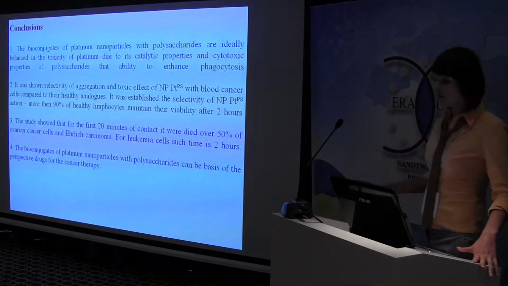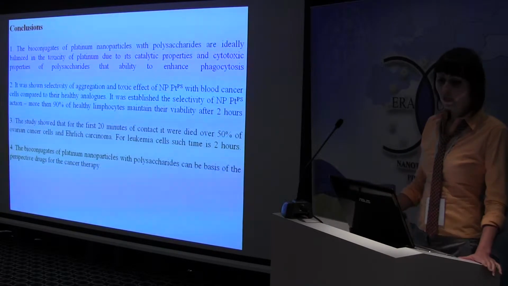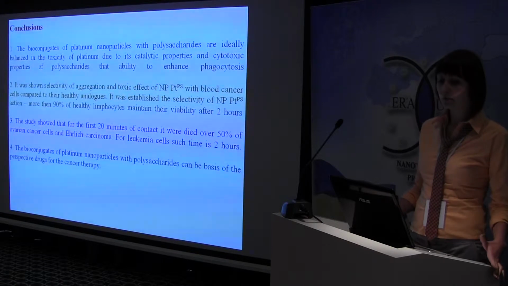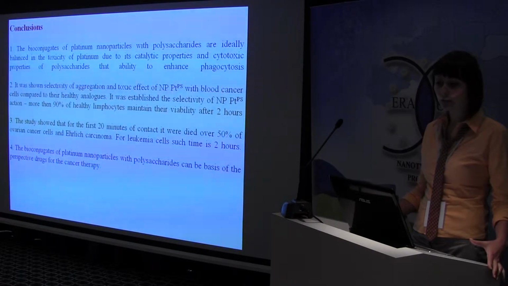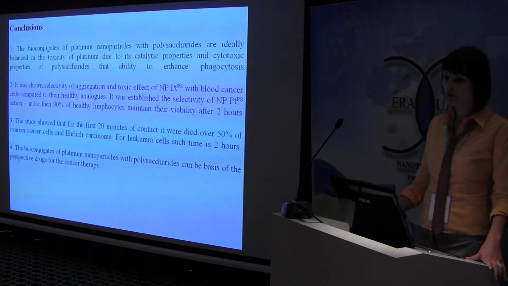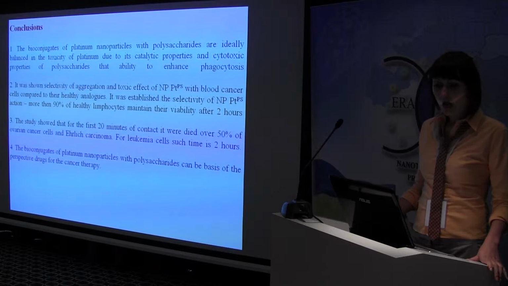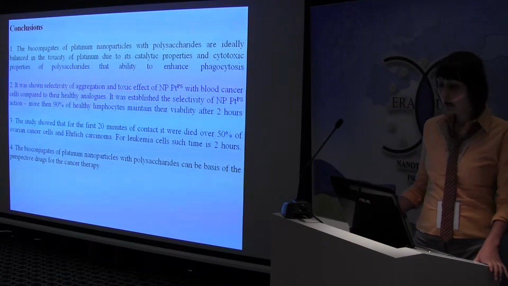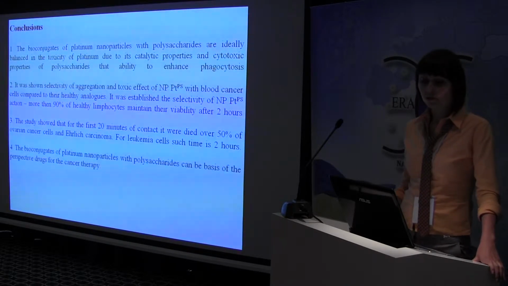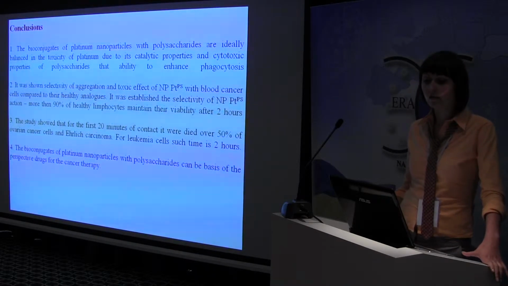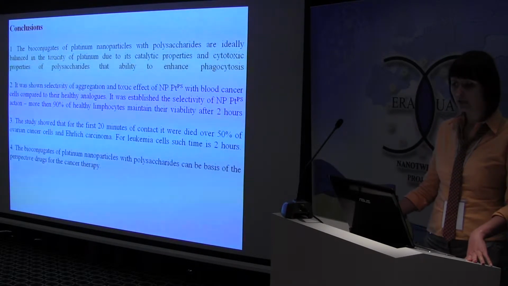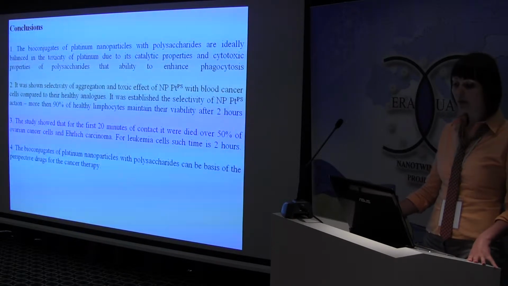So let's summarize our results. The bioconjugate of platinum nanoparticles with polysaccharides is ideally balanced in the toxicity of platinum due to its catalytic properties and the toxic properties of polysaccharides, the ability to enhance phagocytosis. Selectivity of aggregation and toxic effect of platinum nanoparticles coated by polysaccharides was shown with blood cancer cells compared to their healthy analog.